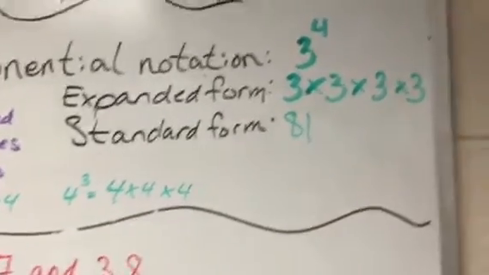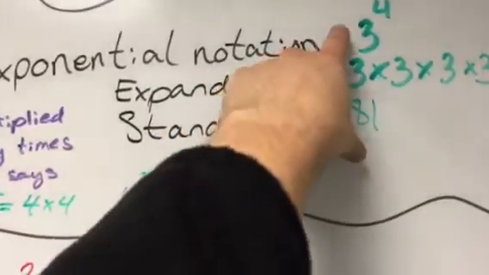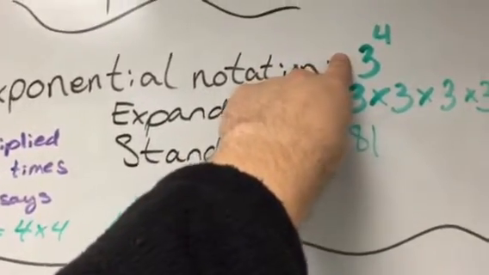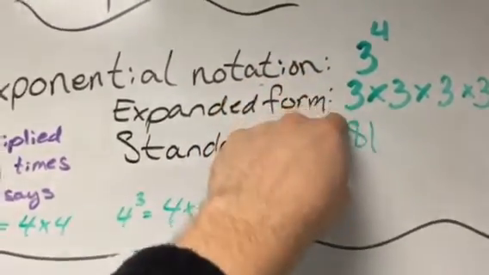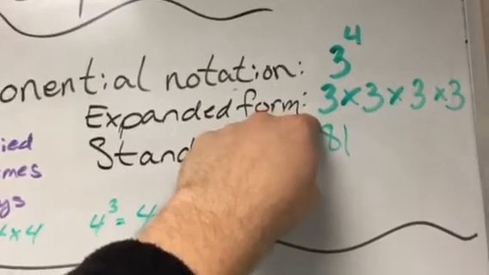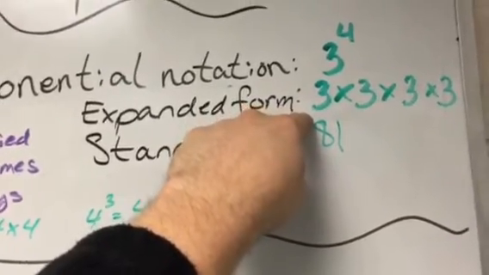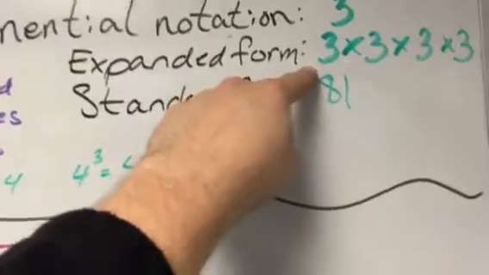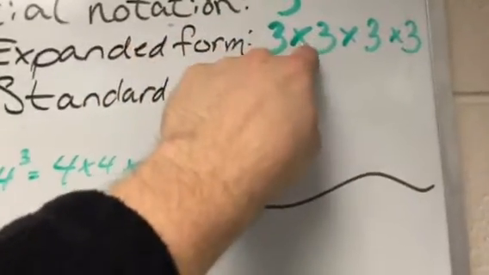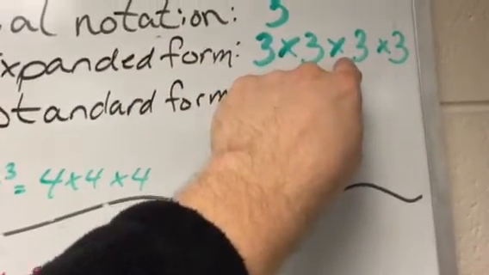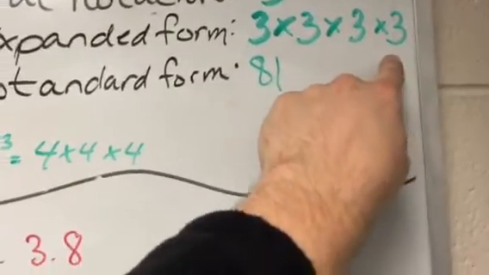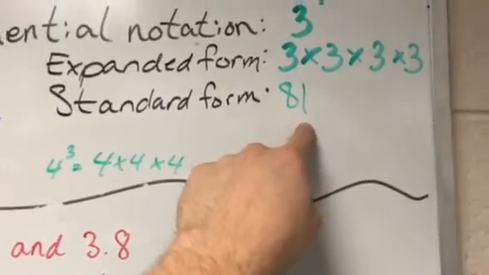So for 3 to the 4th power, that's exponential notation. If we instead write it in expanded form, we'd write 3 times 3 times 3 times 3. If we instead write it in standard form, we'd have to figure it out. Well, 3 times 3 is 9, times 3 is 27, times 3 is 81. So I get my standard form answer of 81.